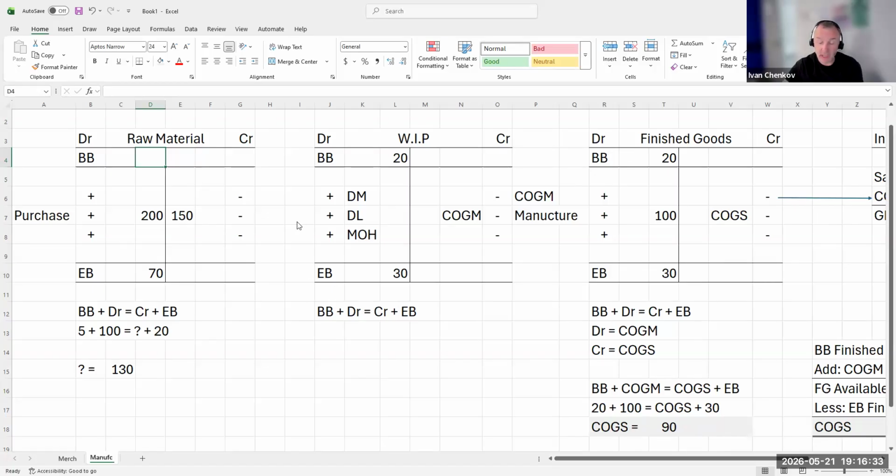So those are the 4 types of questions that you may have. Either they're going to ask for the purchases, or they're going to ask for the credit, which in some instances is cost of goods sold, in some instances is direct raw material used, or in some instances can be cost of goods manufactured. Either they're going to ask for the ending balance, or they're going to ask for the beginning balance when the other 3 are given.